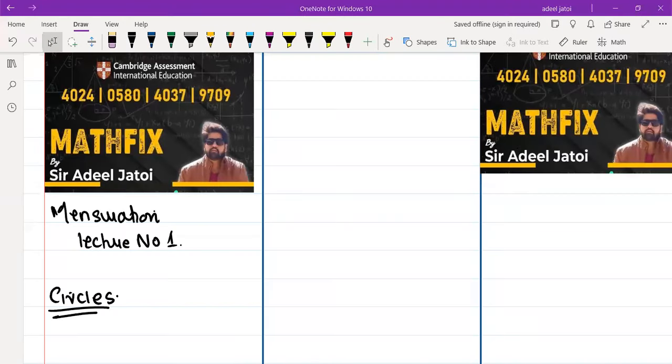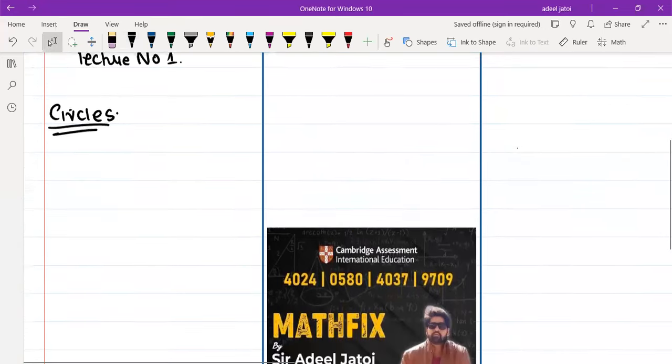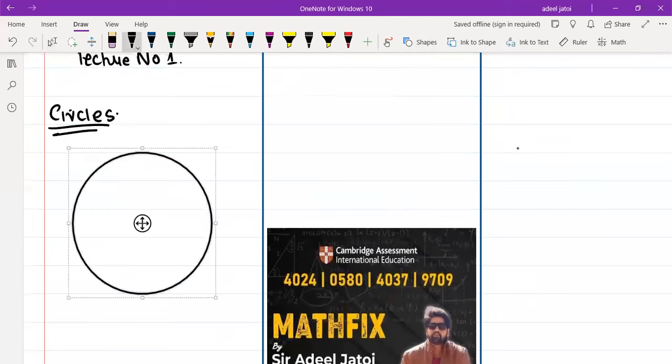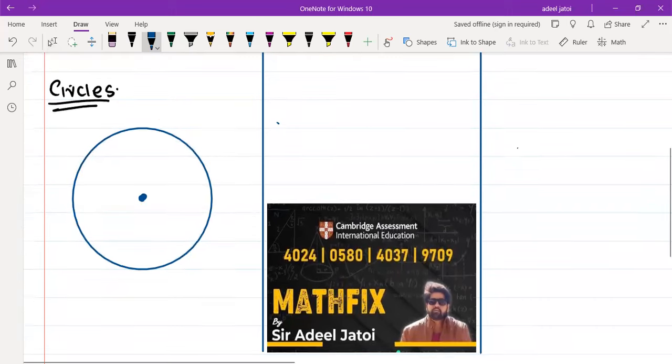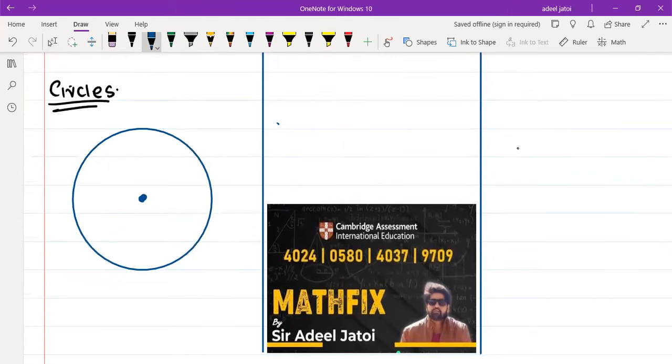Mensuration, lecture number 1, circles. Now, when we talk about circles, let's just say that a circle is given. In this circle, you have been told that there is a center of the circle. In the center of the circle, we are creating two different sectors.